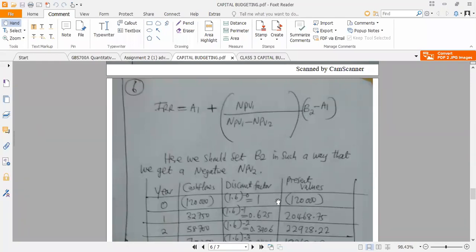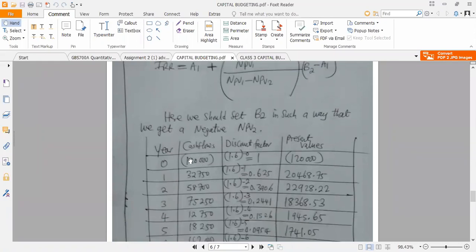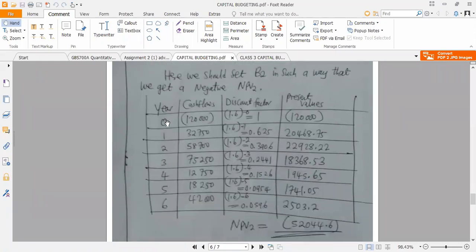Okay, so as we can see from there, we have the years 0 through to 6, and then the cash flows given. The discount factor in this case we are using is 60%. So the first one is 1.6 raised to the power negative 0, which gives us 1. And then for year 2, 1.6 to the power negative 1, 0.625. Those are discount factors. Then multiplying them by the cash flows as they come, we get the present values.